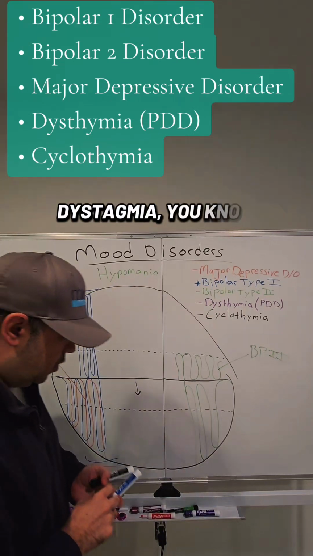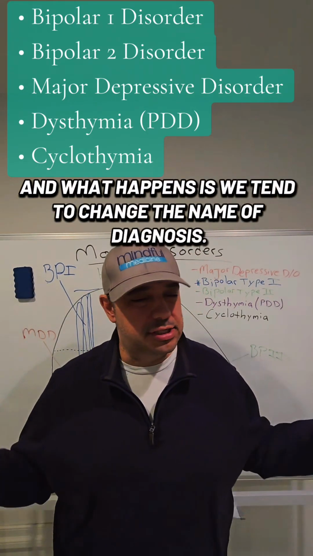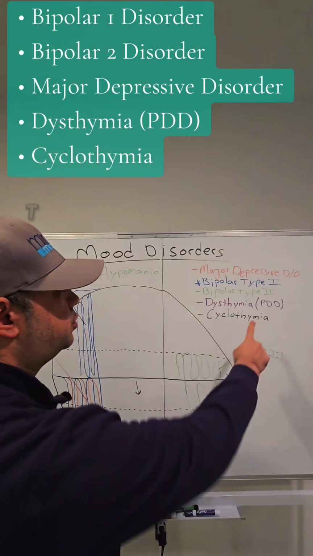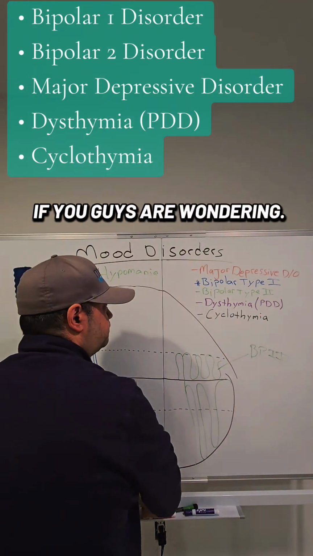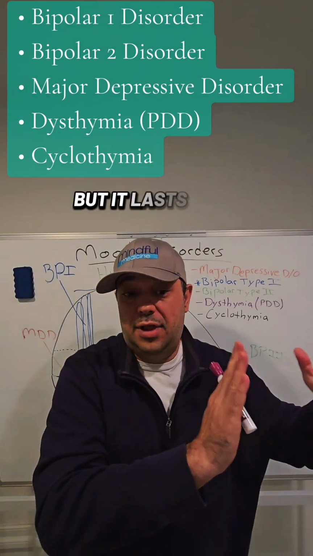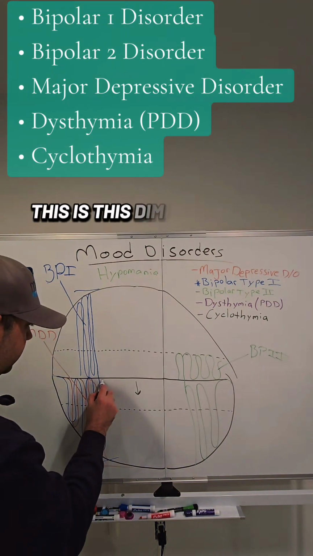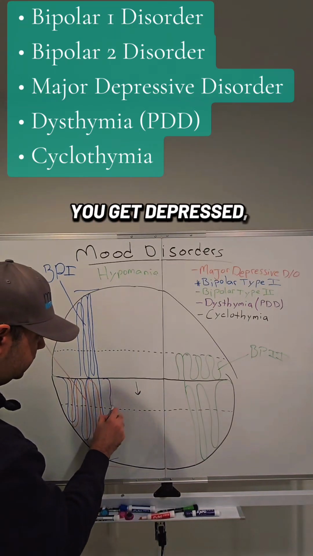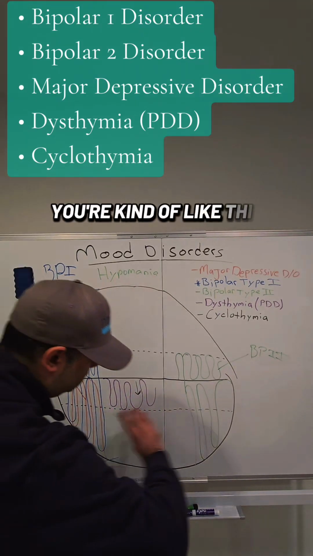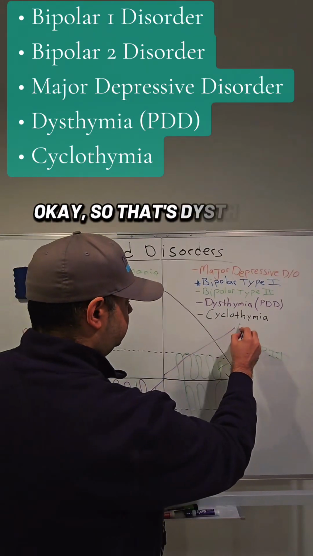Now, moving on. Dysthymia. Dysthymia is something that I learned years ago in medical school, and what happens is we tend to change the name of diagnoses. It's pretty annoying, if you ask me. So it used to be called dysthymia, now it's called persistent depressive disorder. That's why I wrote PDD here, if you guys are wondering. So this is basically like a mild depression, but it lasts long, unfortunately. Very common thing. So if we're going to represent that here in the chart, this is dysthymia right here. You get depressed, but not all the way. You're kind of like this, but very, very long term. Okay? So that's dysthymia.